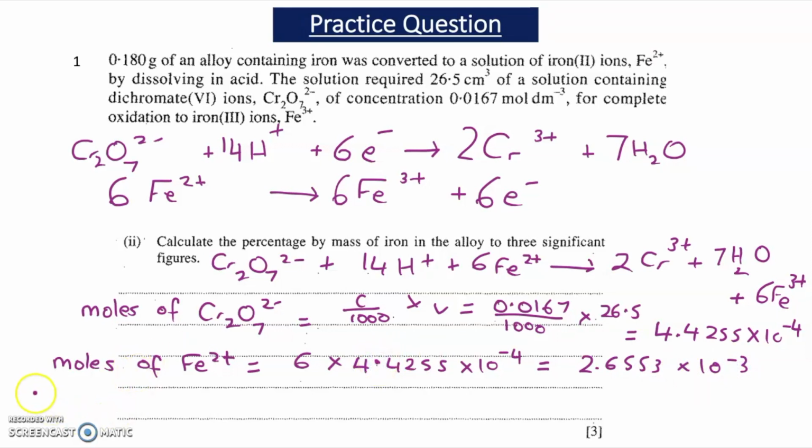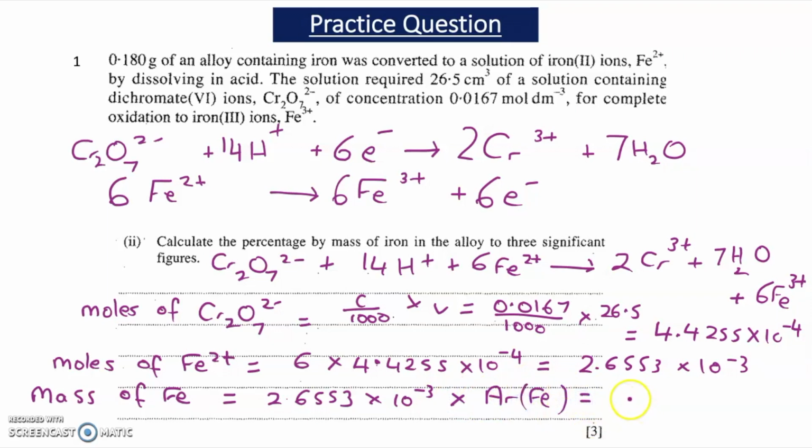So now that we know the moles of Fe2+, we can work out the mass of iron present, because the mass of iron will simply be the moles times the Ar value of iron. So this will be 2.6553 times 10 to the minus 3 times 55.8, which is the Ar value of iron. If we do that, we will have a mass of iron, and this mass of iron will be 0.148 grams. Now the question is asking us to work out the percentage of iron present in the alloy.